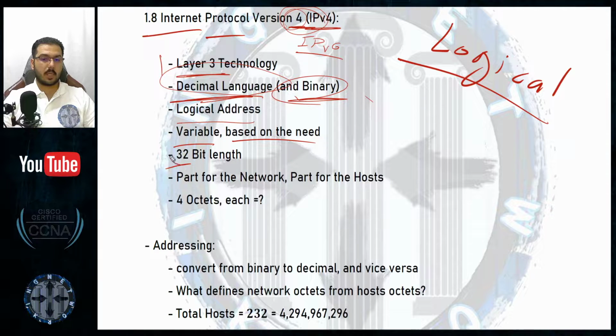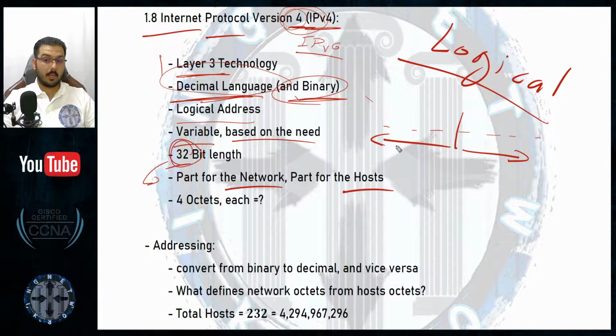And these 32 bits of length are divided into two parts, not two halves, no, two parts. One part is called the network part, and the other part is called the host part. So now things are different, because in the MAC address I had an address that was divided into two halves, a half for the company, the other half for the host, for the product, and we are done. Here I have an address, okay, that has 32 bits of length, and it's expressed for you to be seen by your eyes using the decimal language only.